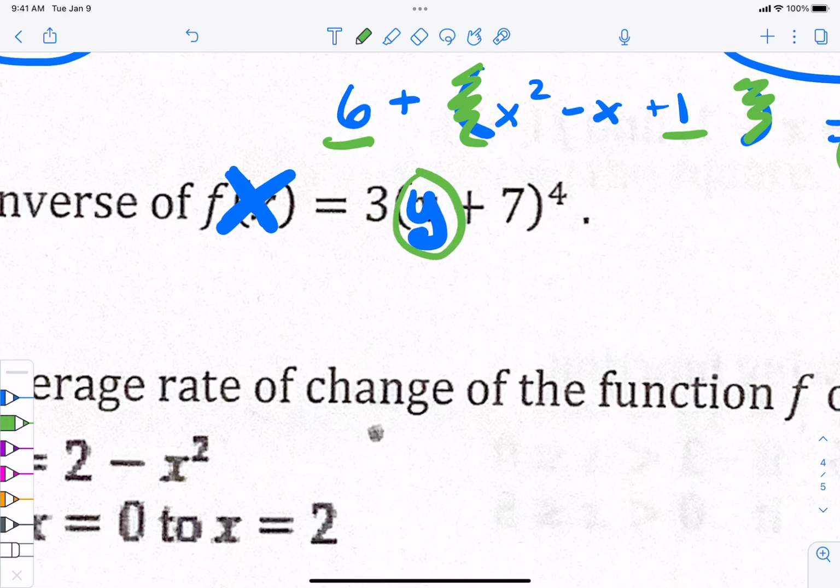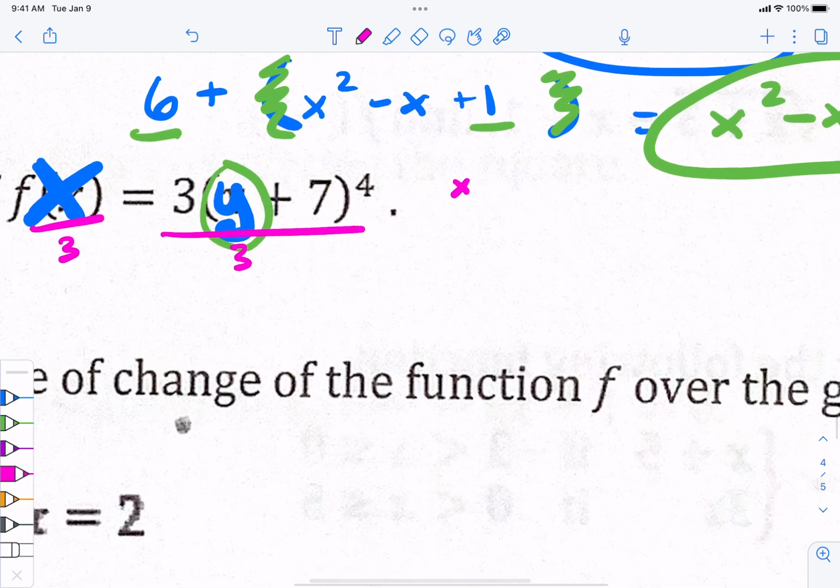Alright, so we've got to move everything on the right side over to the left side. It's going to be like 3 things that we have to move. We have to move the 3, we have to move the 7, and we have to move the 4th power. Not necessarily in that order. Which one goes first out of those 3 things? Divide by 3. Okay, let's get him over to the other side. So now my first step looks like x over 3 equals y plus 7 to the 4th. Got it? I've divided the 3 over.